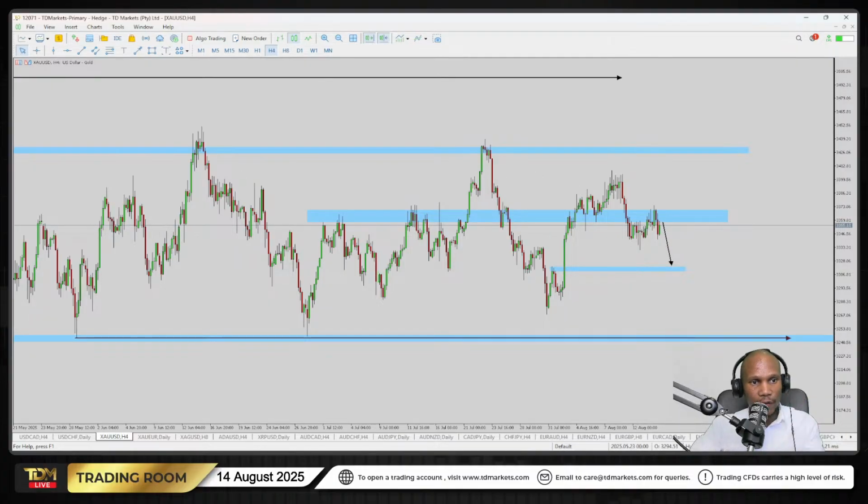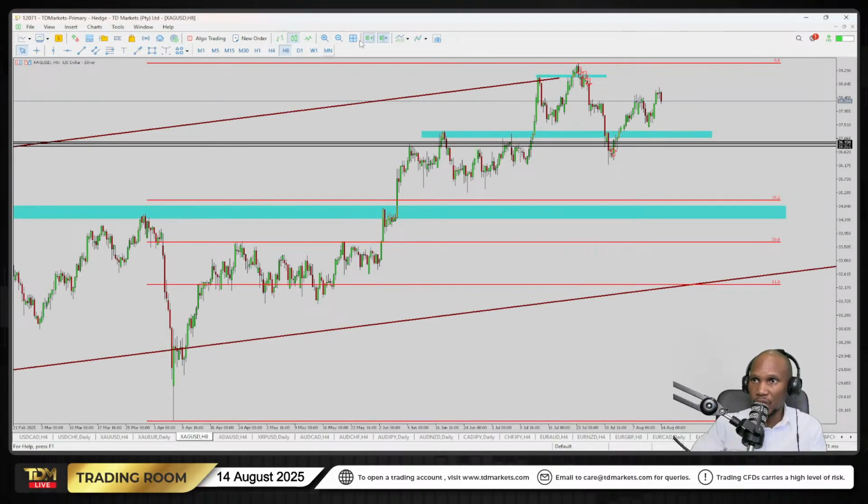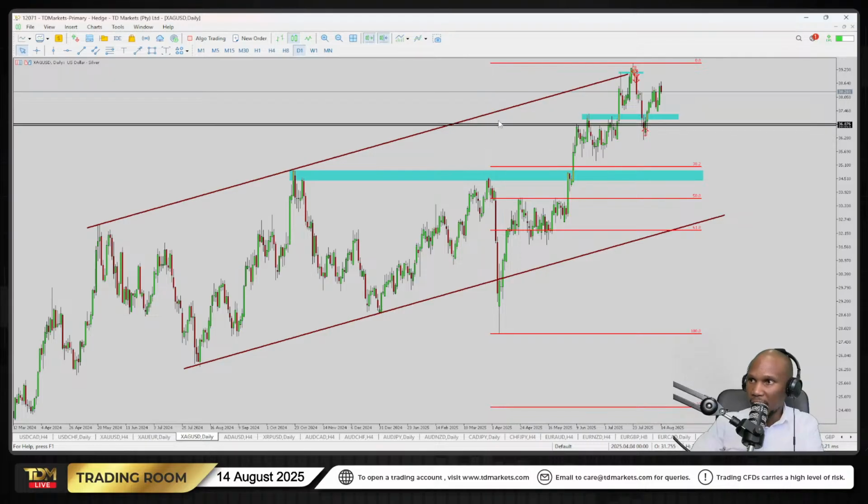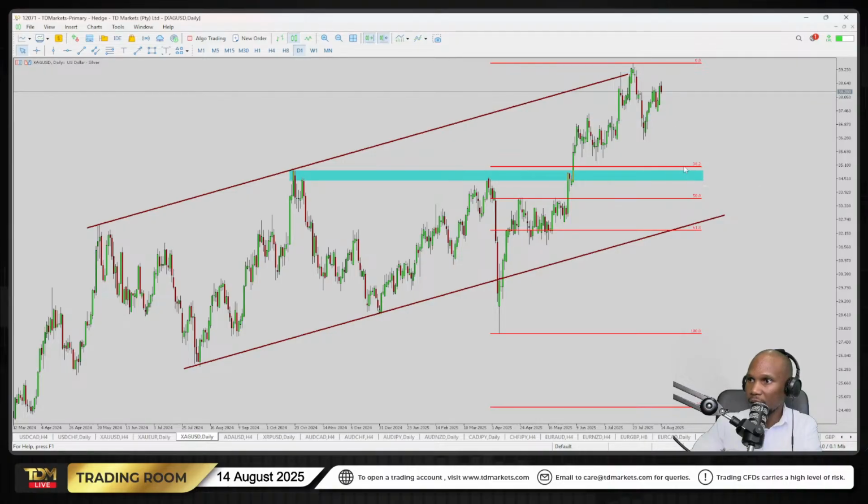If you look at silver, just before we go to the other ones, something similar as well. There's a lot of lines here. Let me just do this. Just give me 1 second. Let's just remove everything here. Yeah, let's leave it like this.